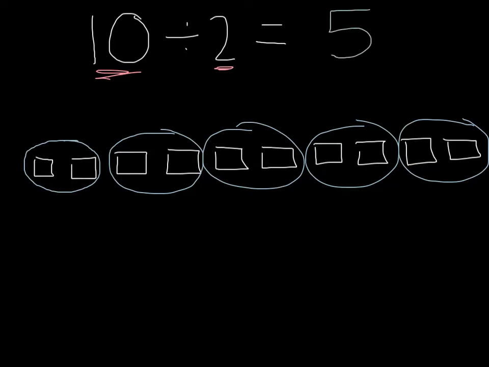So again, this number 2 means how many are in each group, and this number 5 represents how many groups there are. Okay, this is not the only way to look at division. Sometimes we can say if this is the number of groups, the answer tells us how many are in each group. It works both ways. But I want us to think about this as the number in each group and the answer as the number of groups. Okay?